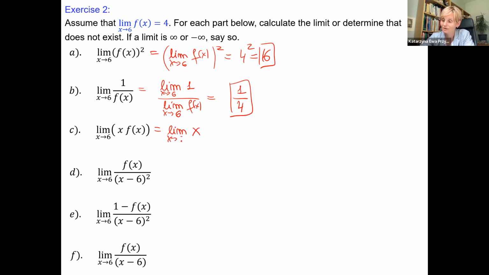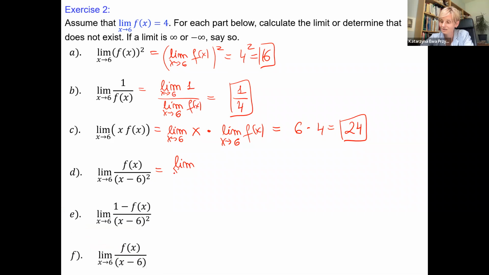Limit of x times f of x, we may split and use the product property because both of the limits exist. X is just a continuous function. We can substitute 6, and the limit of f of x is 4, so 24. Okay, and again, we have to be careful.